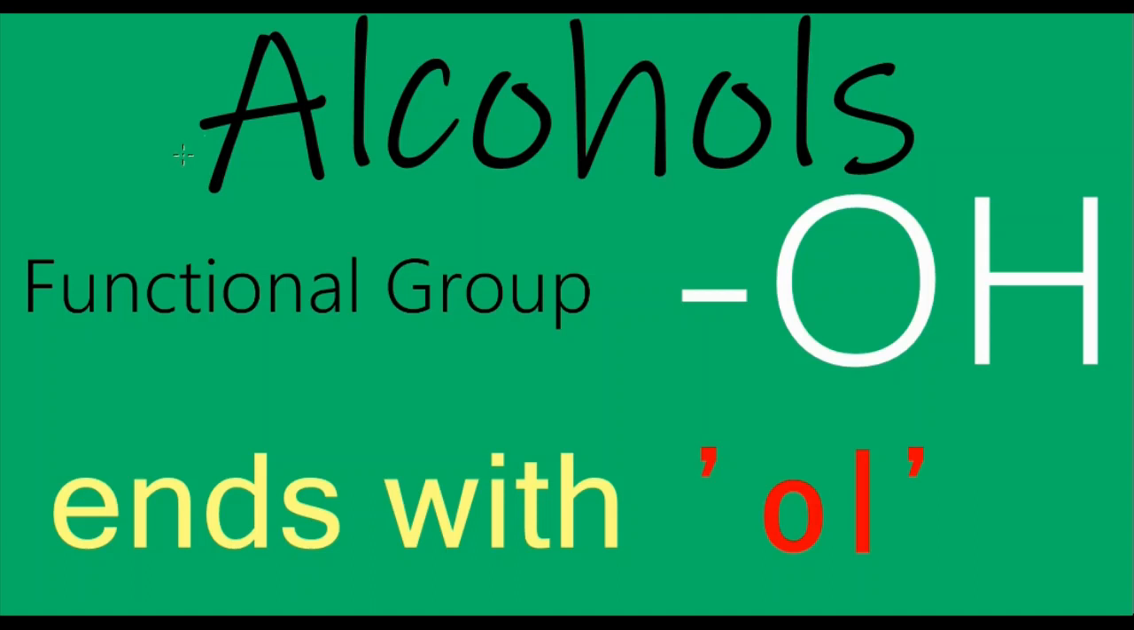Hi everyone. In this video, we are going to discuss alcohols, that is, how to name alcohols according to IUPAC nomenclature. The functional group of alcohols is OH, oxygen and hydrogen. In the IUPAC name, the name of the alcohols will end with OL, with the sound of "all", just like ethanol, methanol, propanol, butanol. Like that it will end.